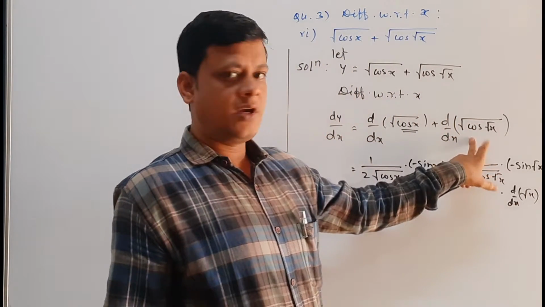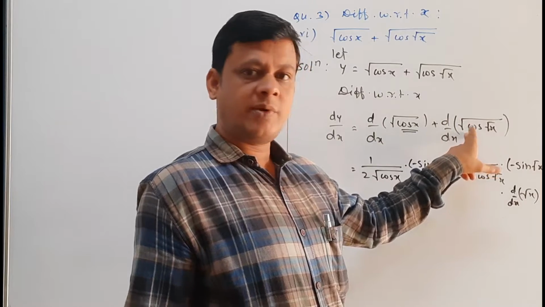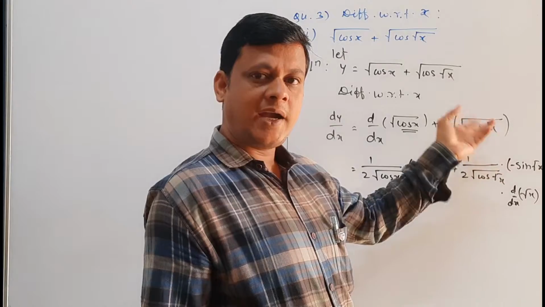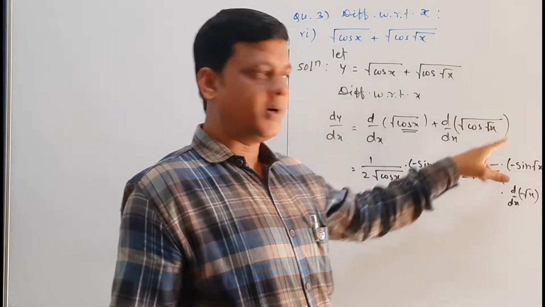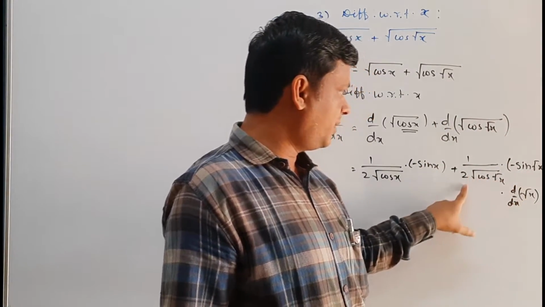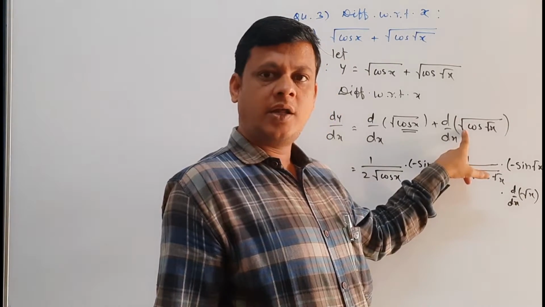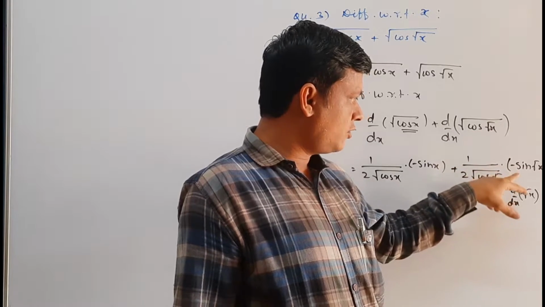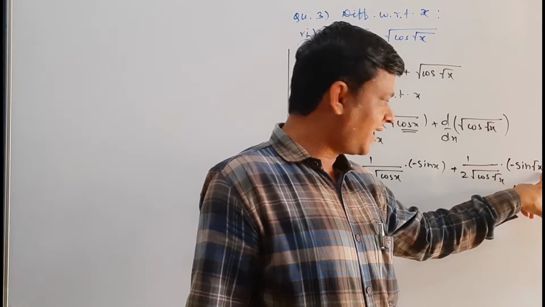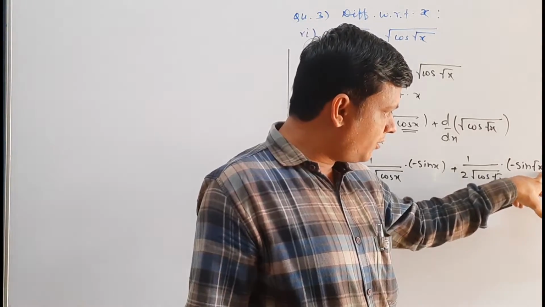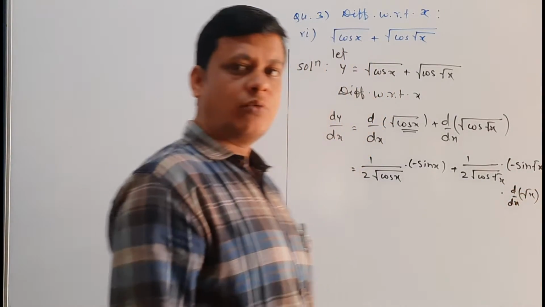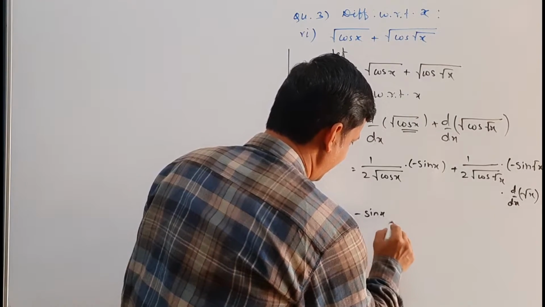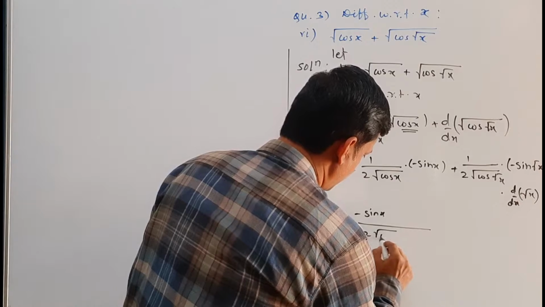Because here three functions are given. The outer function is the root function, the inner function is the cos function, and the innermost function is again a root function. So we have to find three derivatives. First, we write the derivative of this root as 1 upon 2 root. Then we find the derivative of this cos, which is minus sin. Then we find the derivative of this root x, that is 1 upon 2 root x. So we write the first part as minus sin x upon 2 root cos x.